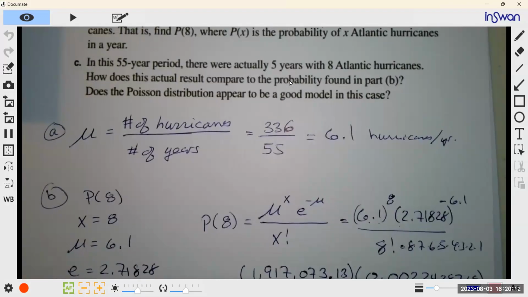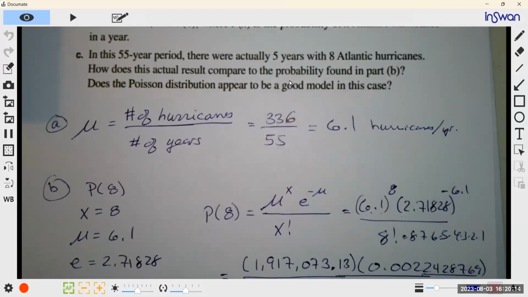Okay, C. It says in this 55-year period, there were exactly 5 years with 8 Atlantic hurricanes. How does this actual result compare to the probability found in part B? Does the Poisson distribution appear to be a good model in this case?